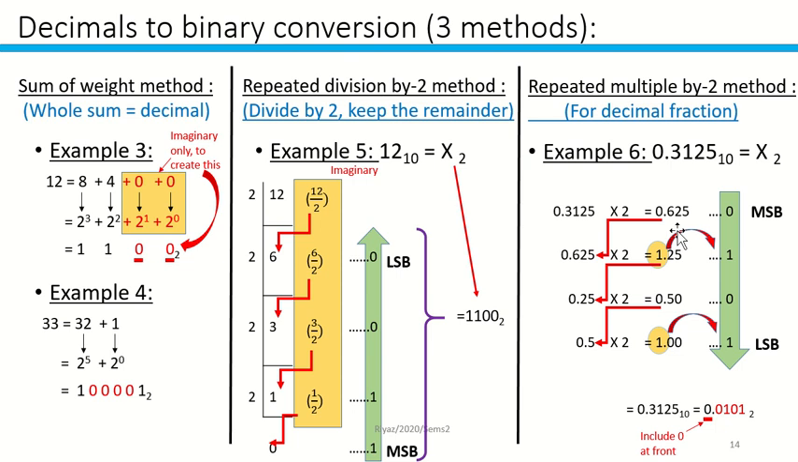Bring your 1 to here as a remainder and 0.25 over here. 0.25 times 2, you're going to have 0.5, and you're going to have a remainder 0. 0.5 times 2, you're going to have 1, and you just bring your 1 over here. And for this one is from the top to bottom. So this is the MSB and this is the LSB.